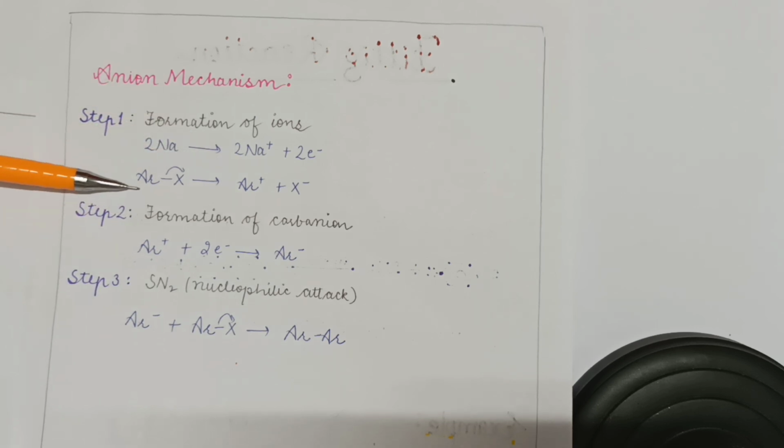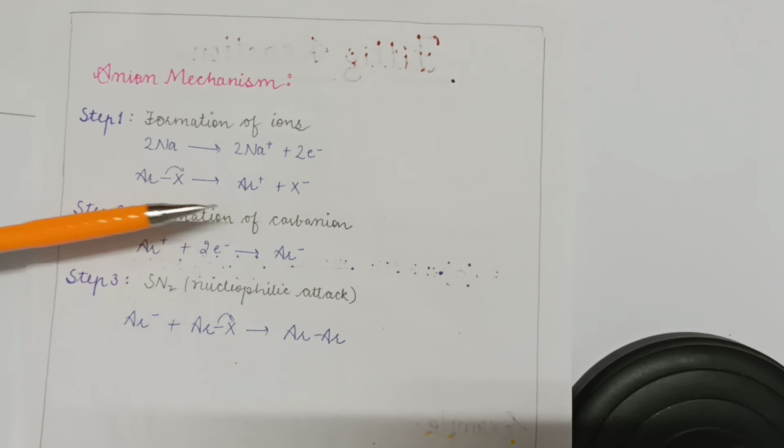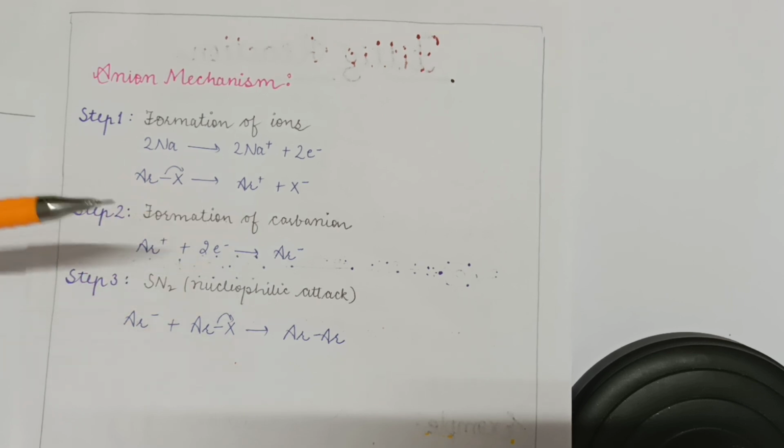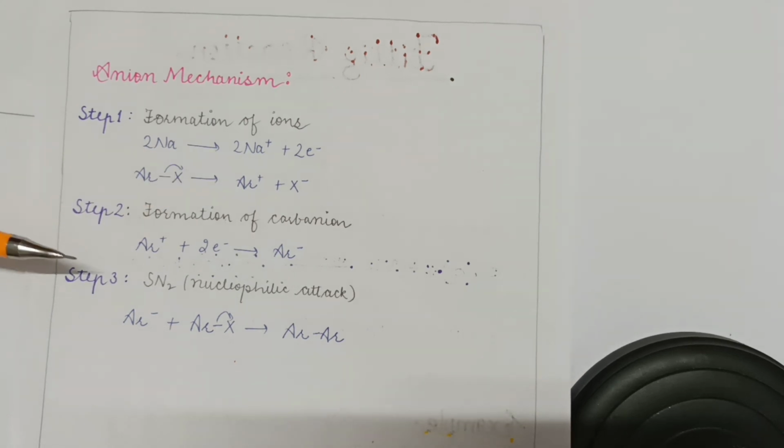But here what changes? This aryl halide is going to directly form the ions instead of forming that radical. Now formation of carbanion is going to take place. How? See, one aryl halide, it did what? It directly formed the ions. So what's going to happen here?